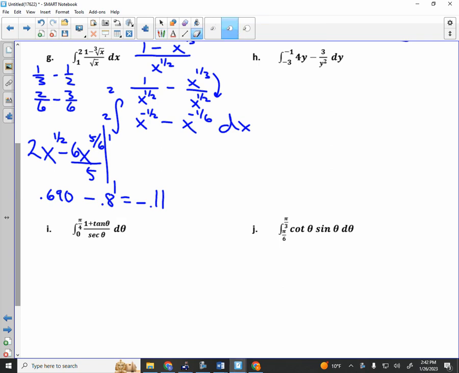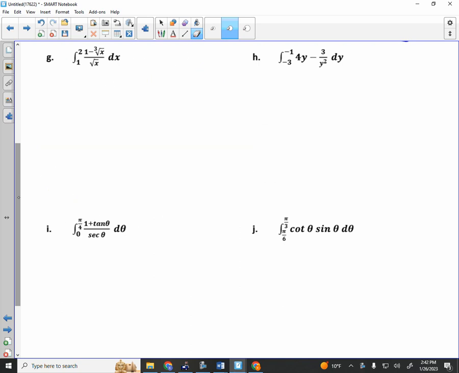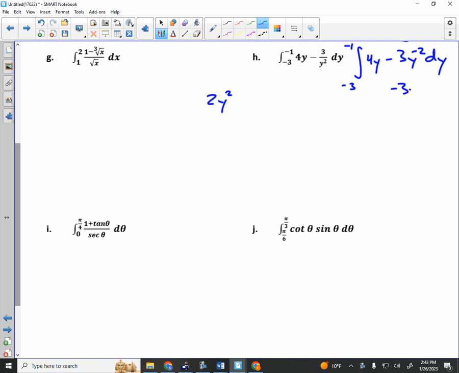Let's try letter H. Again, this is a definite integral. I will find the antiderivative. First of all, I'm going to rewrite it: negative 3, negative 1, 4y minus 3y to the negative 2 dy. The antiderivative of 4y is going to be 2y squared. The antiderivative of negative 3y to the negative 2, let's see, that would be negative 3y to the negative 1 divided by negative 1, otherwise known as 3 over y.